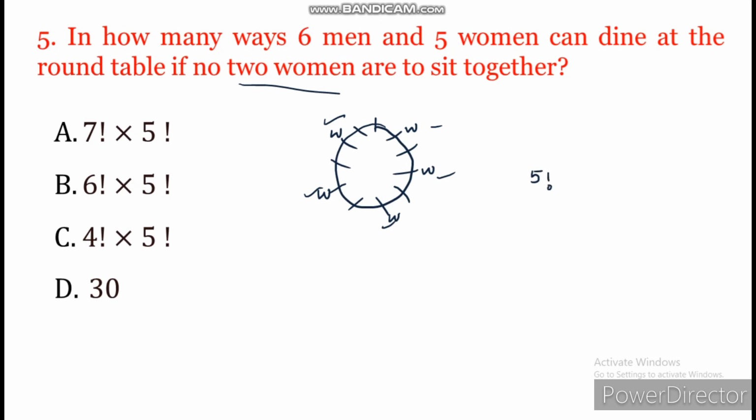Now how many places do you have for men? I can have men here, here, and in the remaining places. See how many options you have for men. 2 men can sit together. What they have asked is that 2 women cannot sit together, but men can sit together. So how many options do you have for men? 1, 2, 3, 4, 5, 6. In how many ways can they be arranged? 6 factorial. So 5 factorial into 6 factorial. Which option? Option B, 6 factorial into 5 factorial.